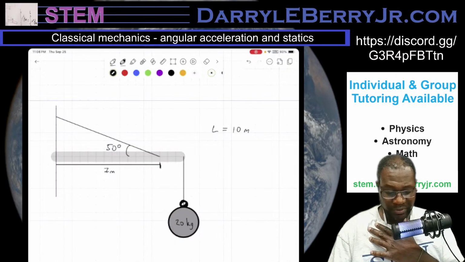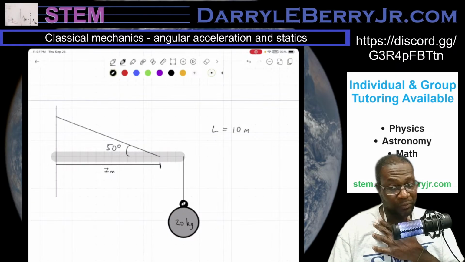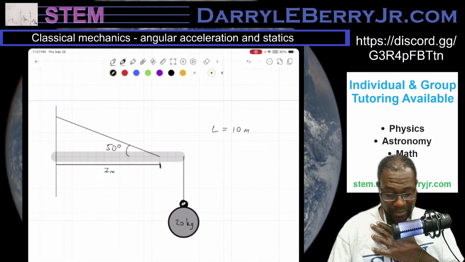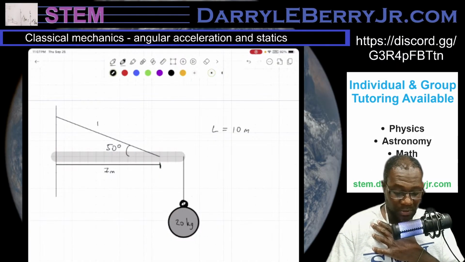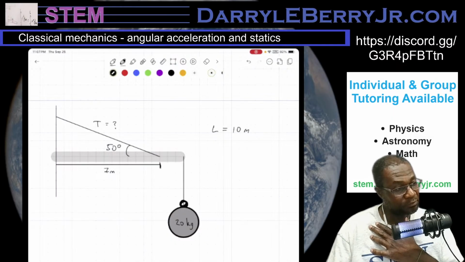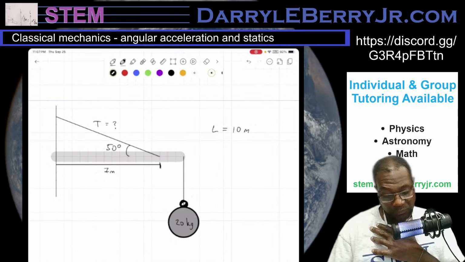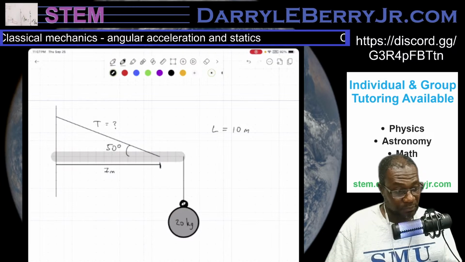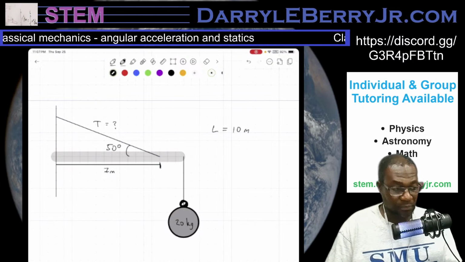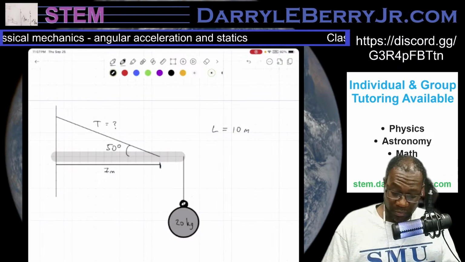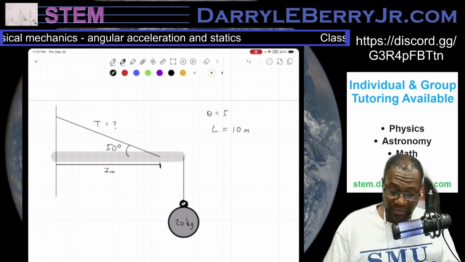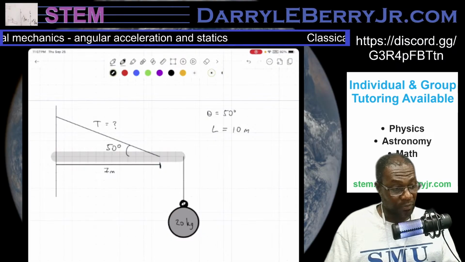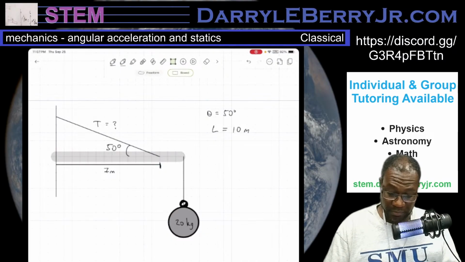So why don't we find out what the tension is? So I think with all the information that I have here, I could find out what the tension is on the wire here. So T is what? So we have theta equals 50 degrees. L equals 10 meters.